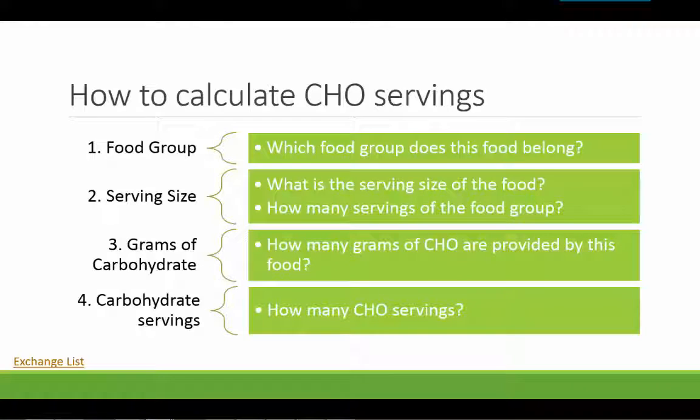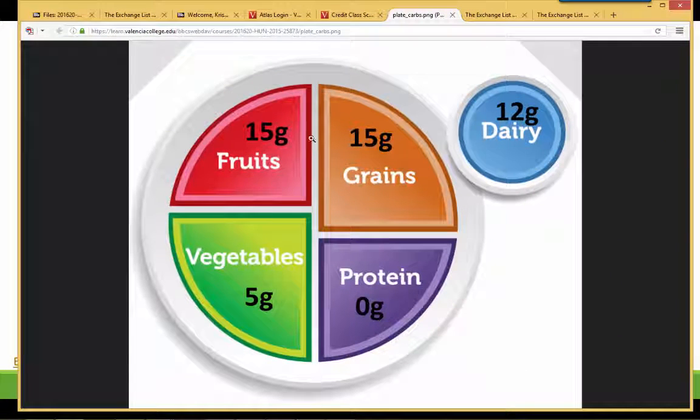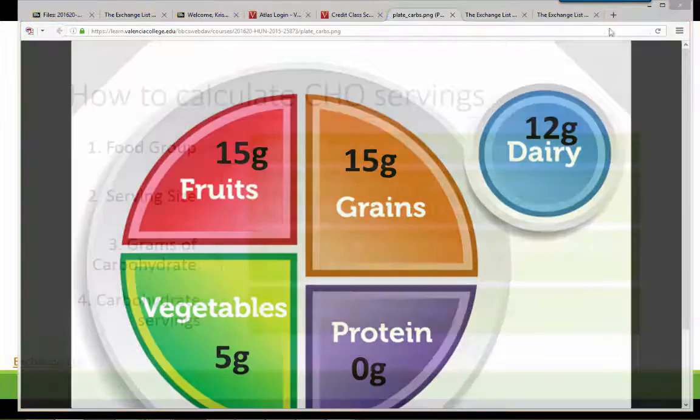From the number of food groups, we can determine the grams of carbohydrate and the number of carbohydrate servings. So if we are consuming 1 1/4 cup strawberries, that is equivalent to 1 fruit serving. The fruit servings, we recall from the My Plate, shows that a serving of fruit has 15 grams, which is equivalent to 1 carbohydrate serving.